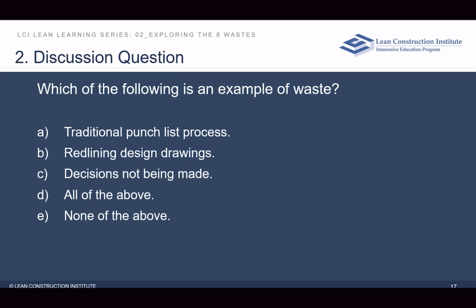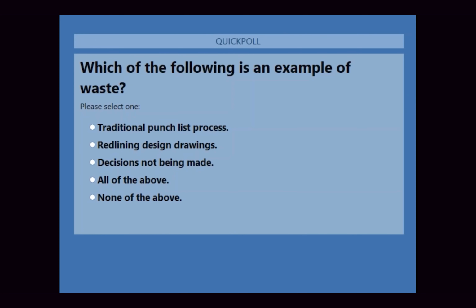So, which of the following is an example of waste? A, B, C: punch list, redlining, decisions not being made, all of the above, or none of the above. I think we'll probably find, Eileen, this is a pretty quick consensus answer, hopefully. Well, we'll see. You were quite adamant about some of these. So we have some varying answers, but there is, of course, a front runner. Let's see. I do hope there's one that no one picked.